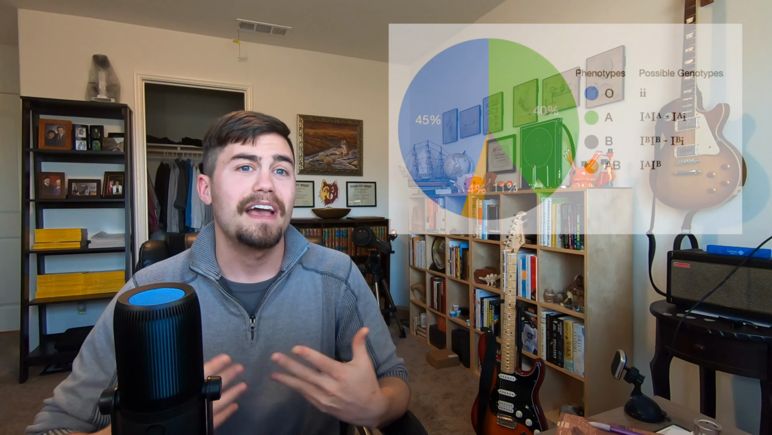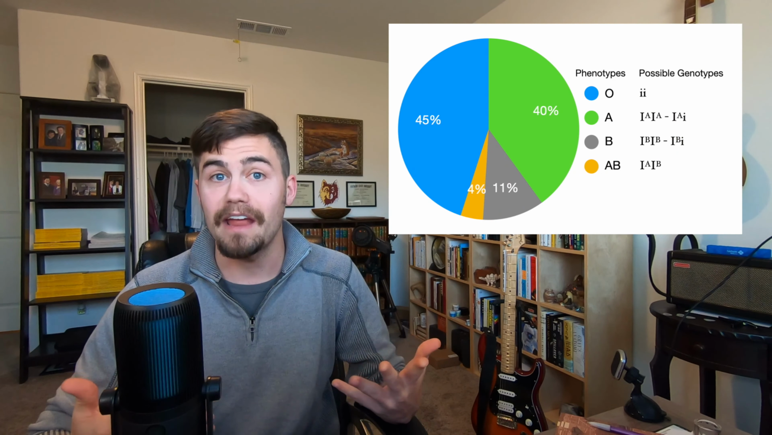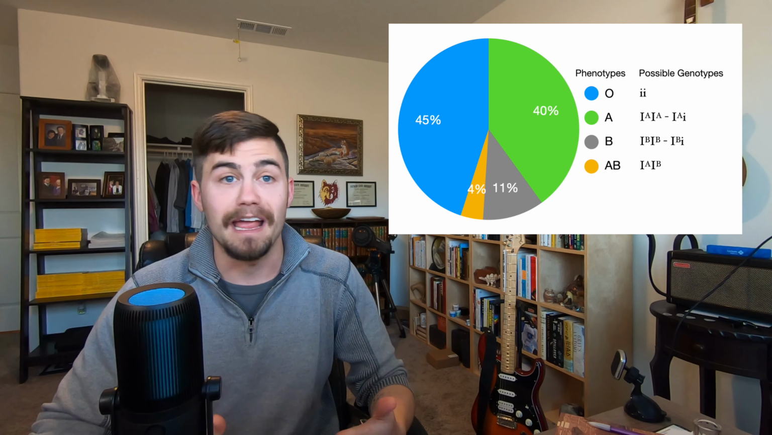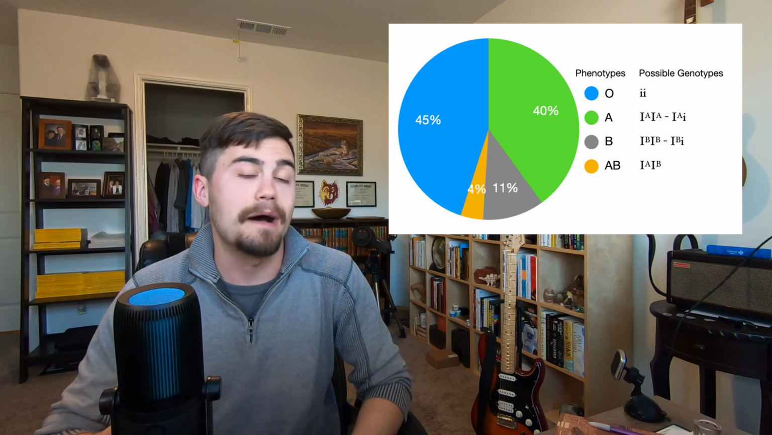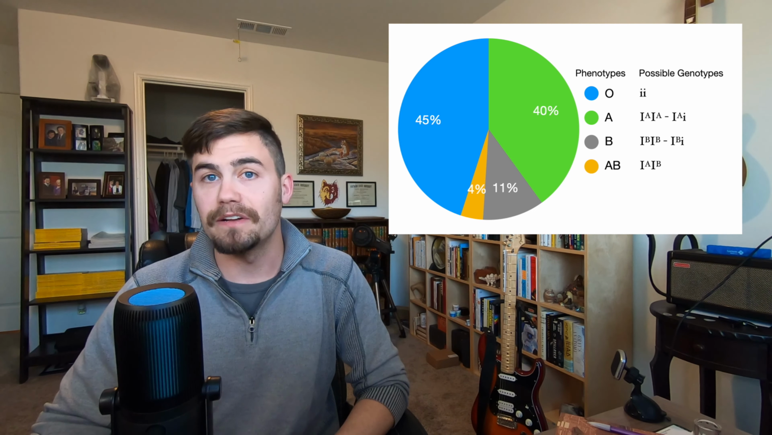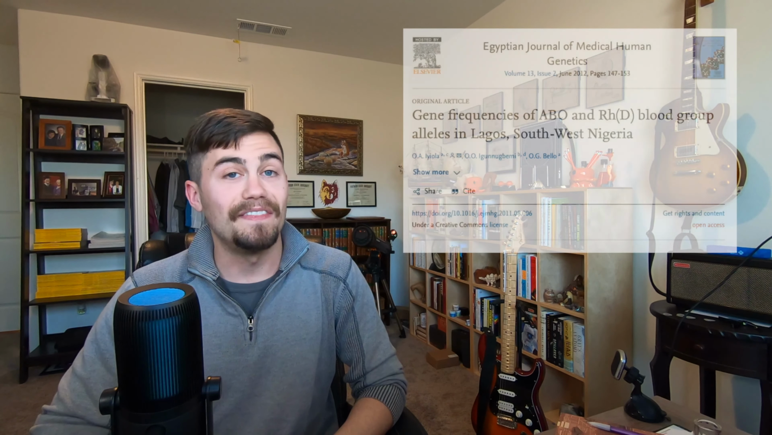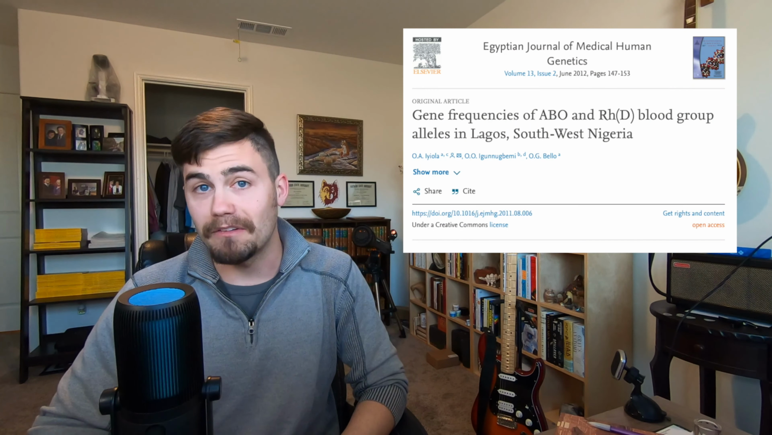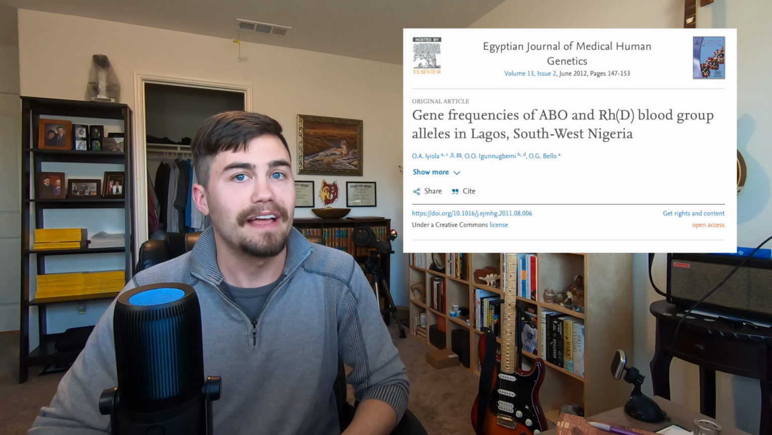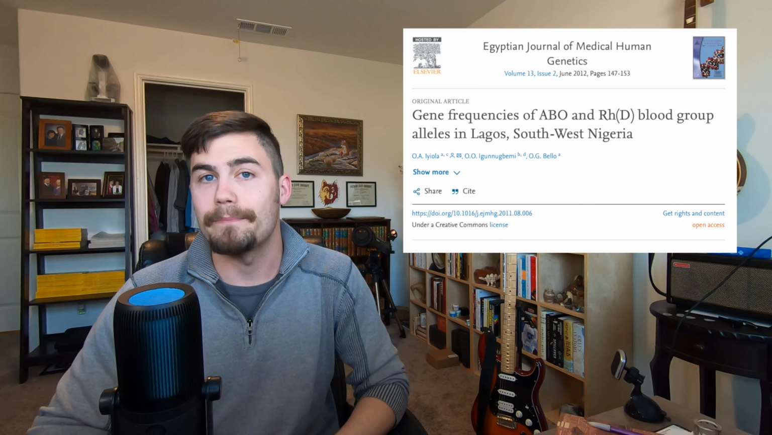Statistically speaking, half of those people who are type A could be carrying the allele for type O blood, because A is dominant over O. Calculating genotypes is much more complicated than calculating phenotypes, but it does a great job at teaching about gene pools and how dominant alleles mask recessive alleles. In this study, almost 24,000 people in Lagos, Nigeria had their blood typed and their genotype analyzed.